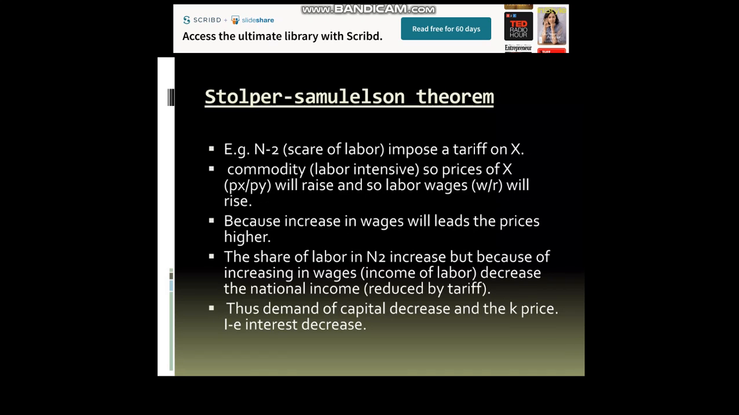Nation 2, scarce in labor, imposes a tariff on commodity X, which is labor intensive, so prices of X will rise and so labor wages will rise. Because an increase in wages will lead to higher prices, the share of labor tends to increase, but because of the increase in wages, income of labor decreases, and the national income is reduced by the tariff. Thus, demand for capital decreases and the price of capital, the interest rate, decreases.